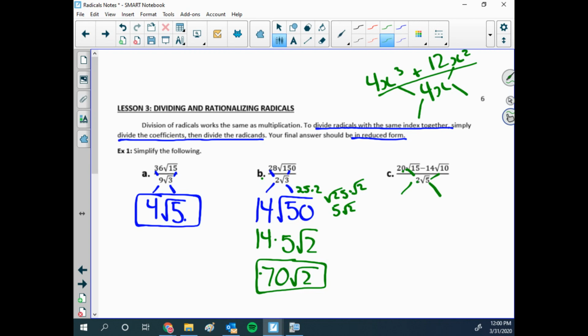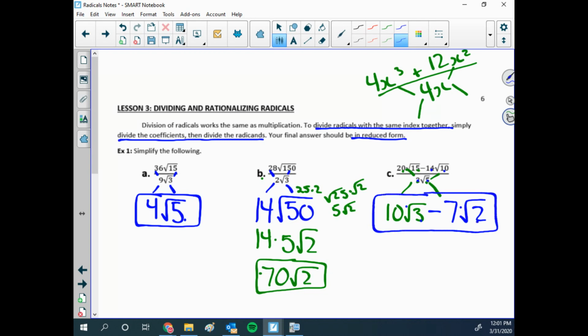20 divided by 2 is 10, and 15 divided by 5 is the square root of 3. Now I'll go to my next term. Negative 14 divided by 2 is negative 7, and then root 10 divided by root 5 is going to give me the square root of 2. Now I'd want to simplify this if I could, but I'd have to remember the rules for adding and subtracting radicals, which means you have to have the same index, so that's good, but also the same radicand, which isn't the same here. So really, that's as simplified as that answer is going to get.